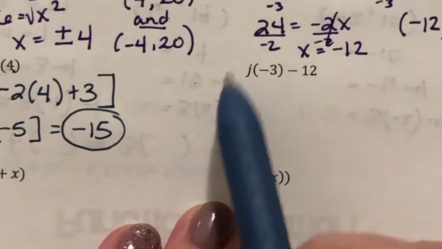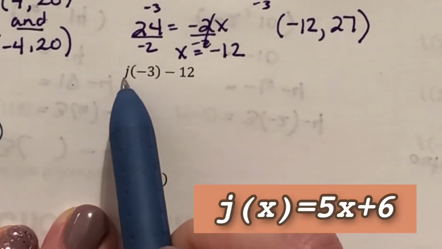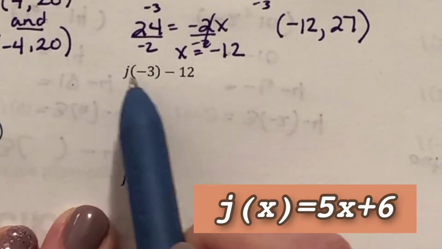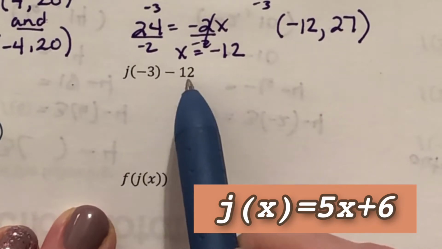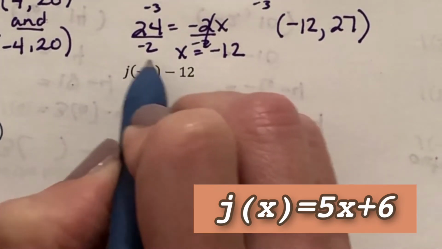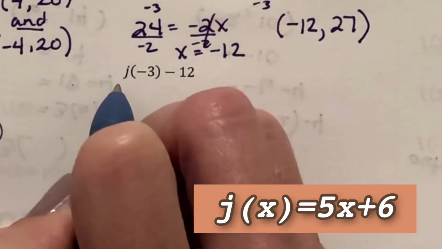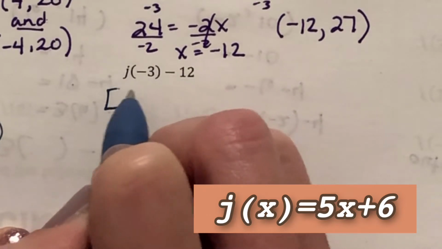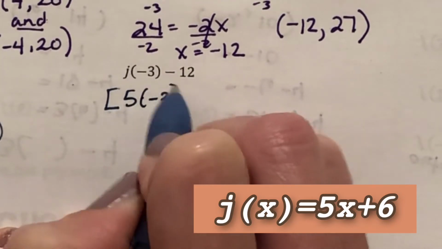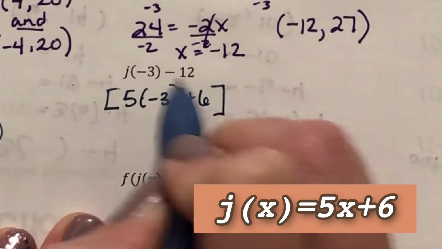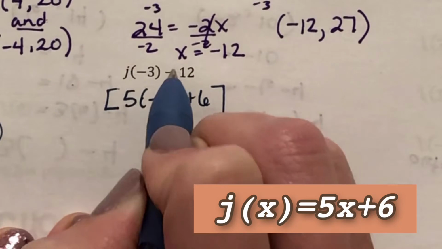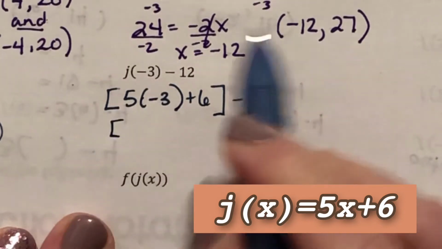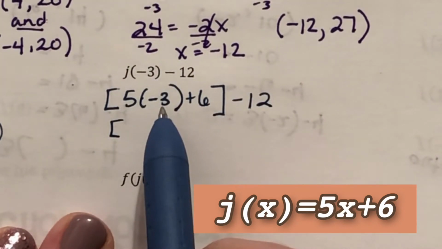This is going to be a similar one. So we're going to work with function j. I'm going to plug in negative 3 into function j, and I'm going to get a value as an output. And then I'm going to subtract 12 from that value. So let's figure out what this value is, j of negative 3. I'm going to put that in brackets. I'm going to plug negative 3 into j, and I get 5 times negative 3 plus 6. So this is j of negative 3, and then I'm going to subtract 12 from that value. Now let's simplify this. 5 times negative 3 is negative 15.